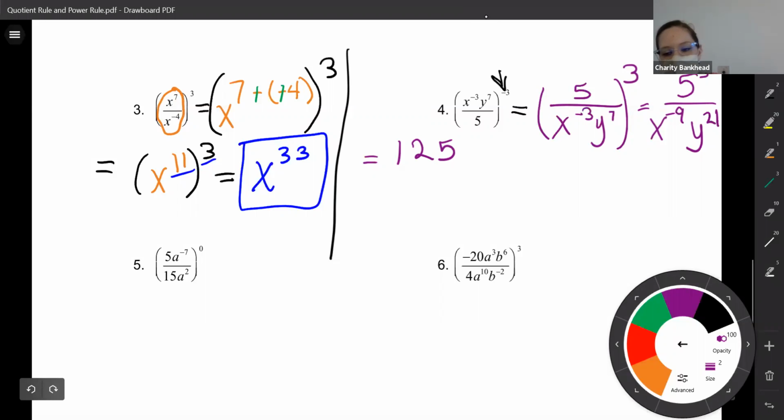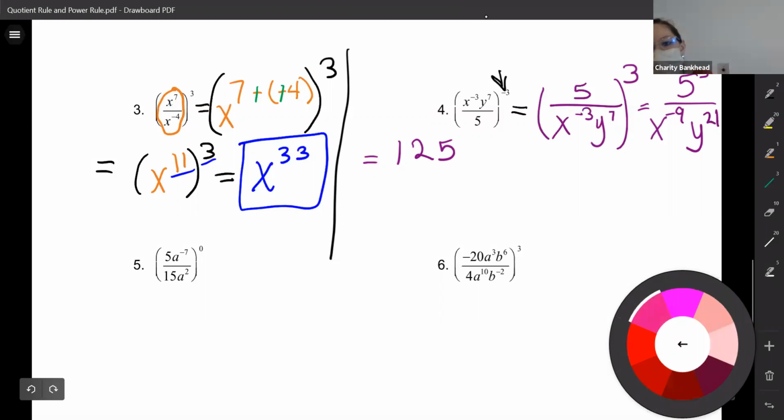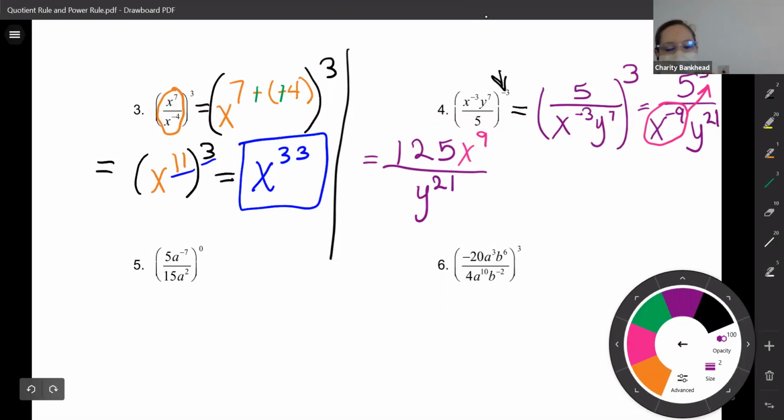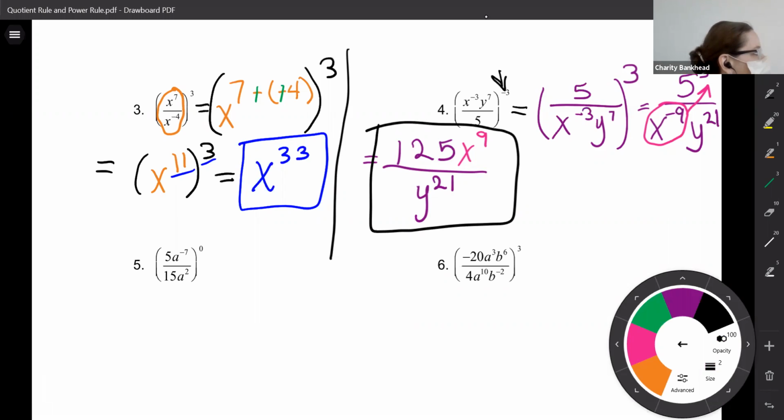And then x to the negative 9. So I want to get rid of that negative exponent, and since it's already on the denominator, I need to move it up into the numerator. And when I do that, that'll get rid of the negative. So it'll be x to the positive 9 in the numerator. And then that's still over y to the power of 21. So my final answer is 125 x to the 9 all over y to the power of 21.